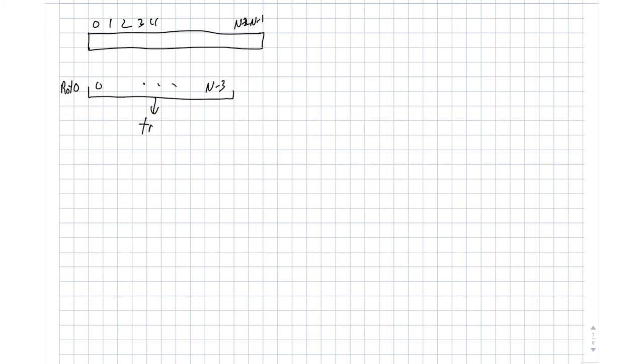Okay, so we have our data set again, and fold 0, 1, 2, 3, 4, etc., down to n minus 2 and n minus 1. And for rotation 0, what we said was these first 0 to n minus 3 were available for training. And the next one was validation. And the last one was test data.